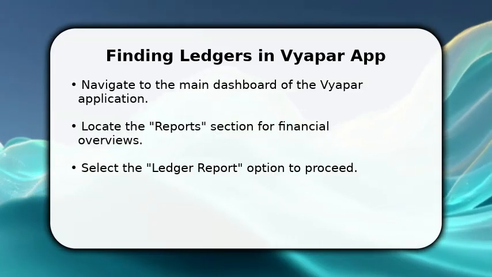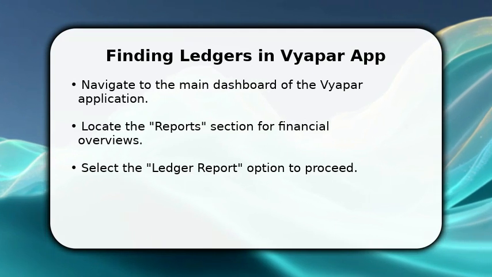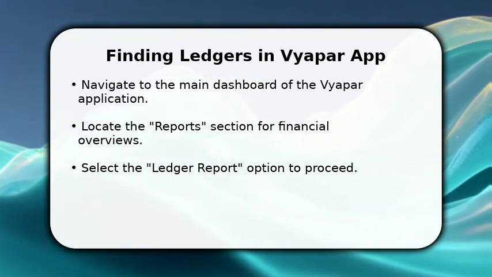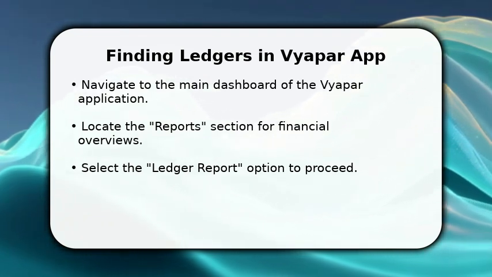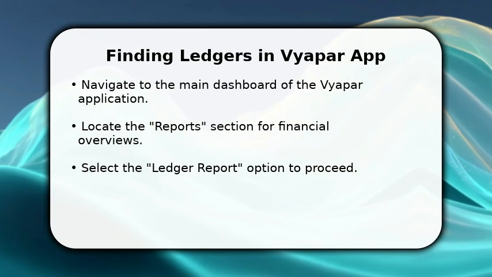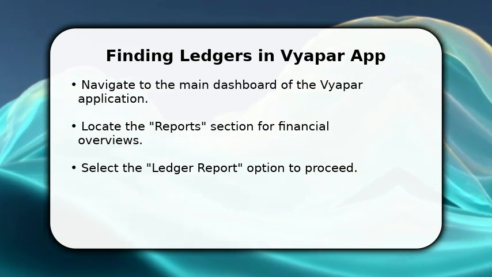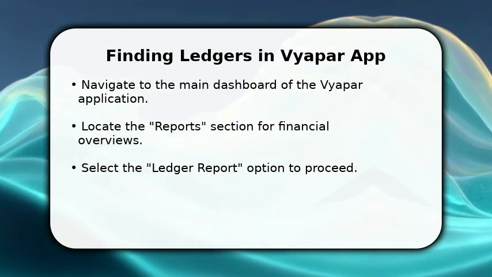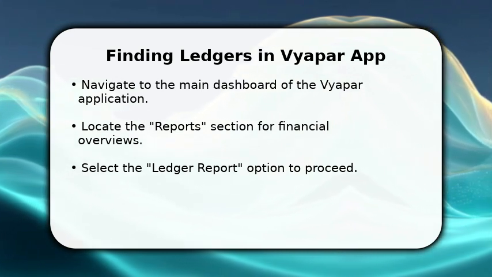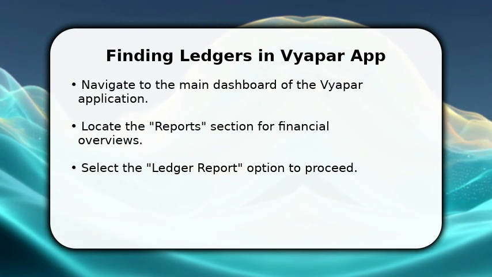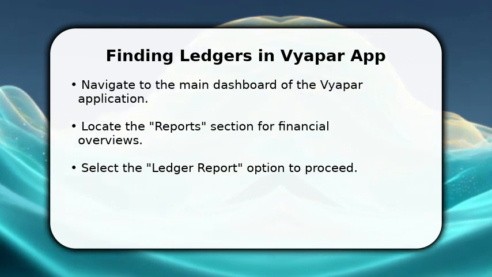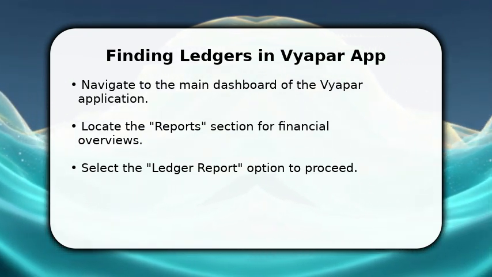In this video, I will show how to find ledgers in the Vyapar app. First, open your Vyapar application and ensure you are on the main dashboard. This is your central hub for all business activities. From here, you'll easily spot the Reports section, which is key to accessing your financial data. Tapping on Reports will reveal various options, and we will specifically look for the Ledger Report to view detailed accounts.